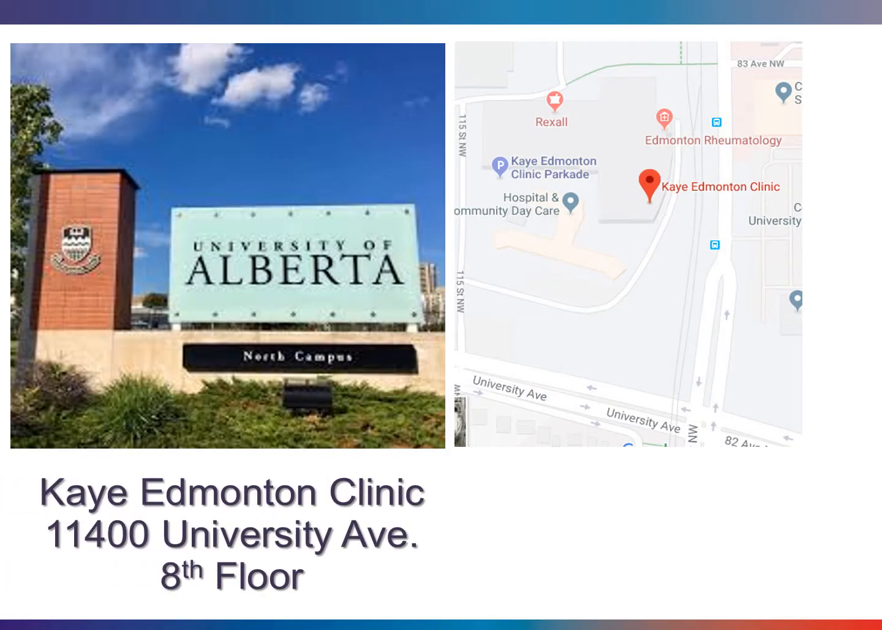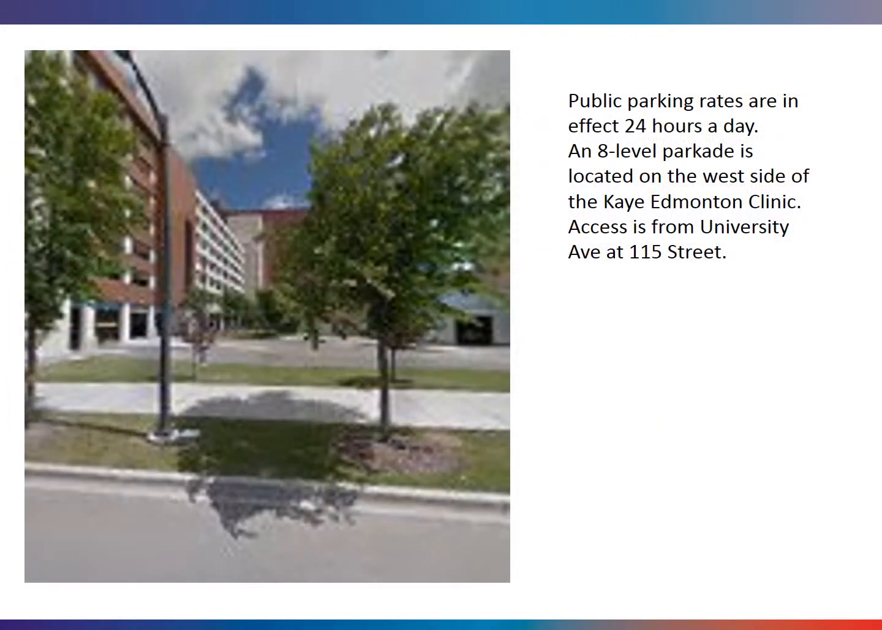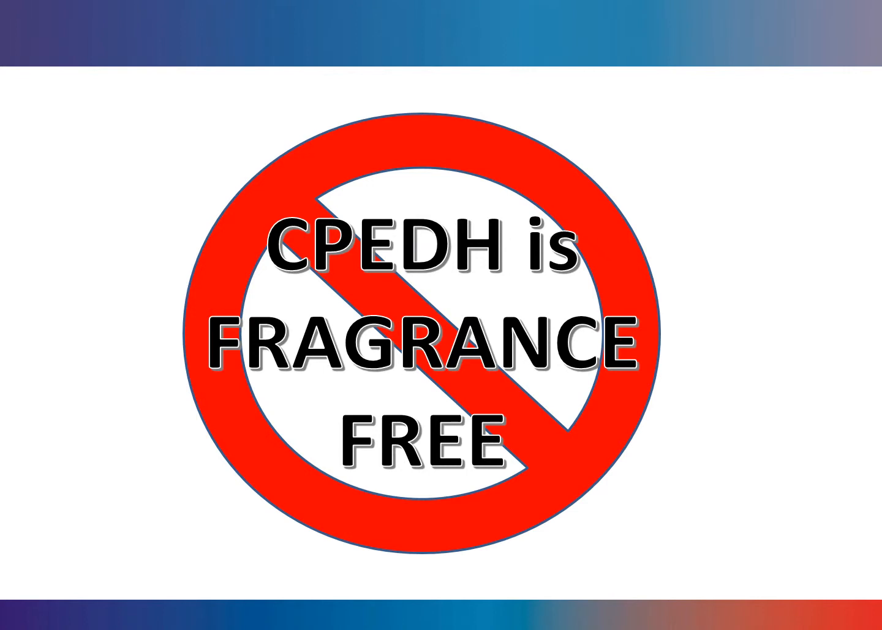The June 2019 examination will take place at the University of Alberta Edmonton Clinic, which is located at 11400 University Avenue Northwest on the 8th floor in Edmonton, Alberta. Parking is located on the west side of the building. For further information, please review the information on the Alberta Health Services website at www.albertahealthservices.ca/parking. The CPEDH is scent-free. Please refrain from wearing any perfumes, colognes, aftershaves, or other scented products.